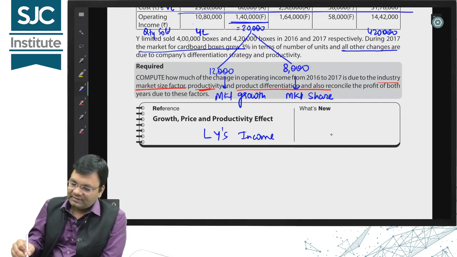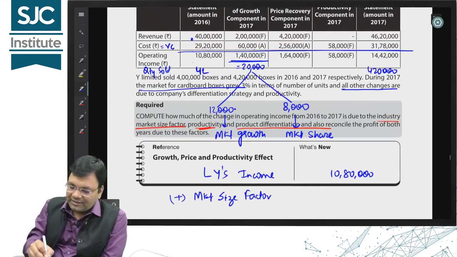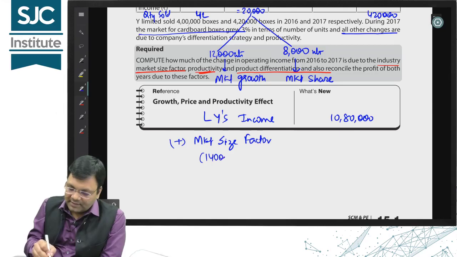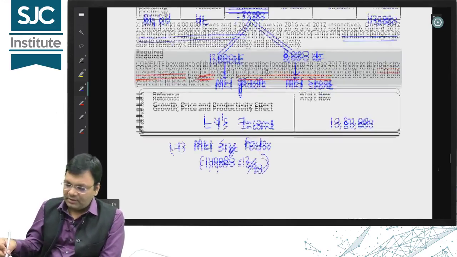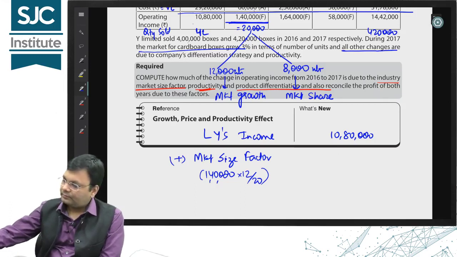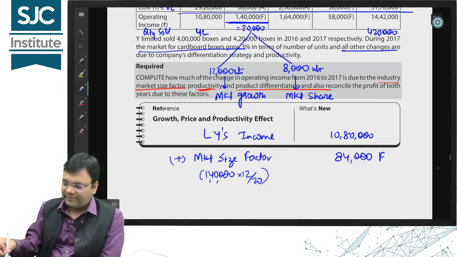Last year's income is 10,80,000. To this I will add the market size factor. So for the market size factor, I know that it is 12,000 units. The total of growth is 1,40,000, which I can divide into a 12:8 ratio. 1,40,000 is coming due to 20,000 units, so into 12 by 20. 12 is 60%. 60% of 140 is 84,000. Favorable. If this is favorable, this will also be favorable.